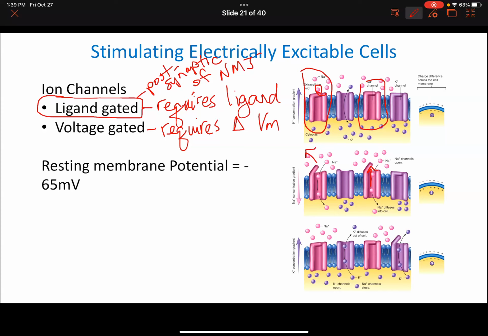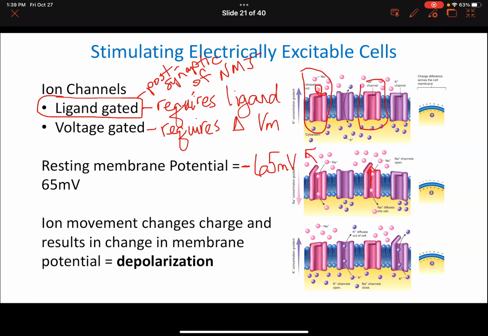I told you that the resting membrane potential when a cell is not stimulated is negative 65 millivolts. I do not like how the spacing turned out because here's your negative over here, but it is negative 65. Now, we talked about the depolarization that occurs in the axon terminal that allows the calcium to come in and allows for vesicle release. And then when the acetylcholine binds the receptors on the postsynaptic side, then there's also going to be a depolarization on the sarcolemma.